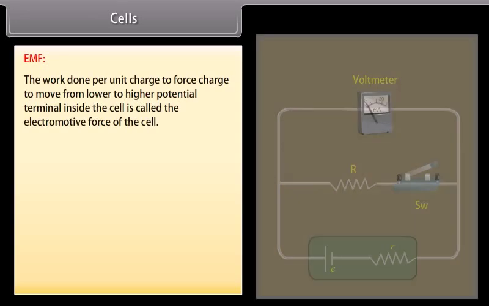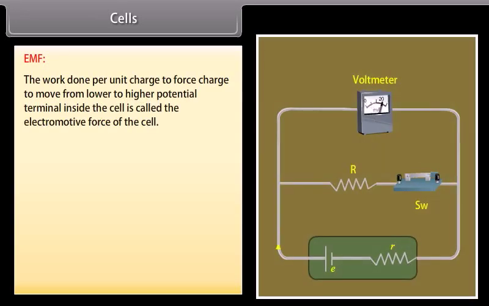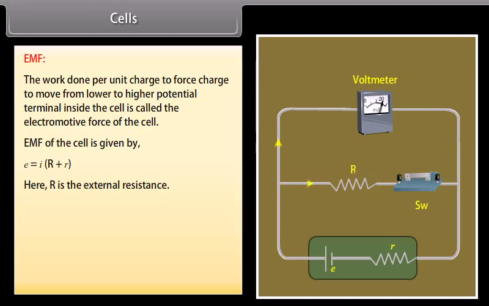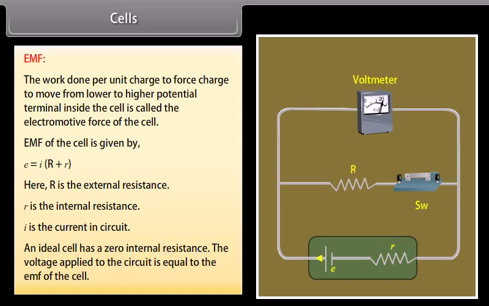EMF. The work done per unit charge to force charge to move from lower to higher potential terminal inside the cell is called the electromotive force of the cell. EMF of the cell is given by E = I(R + r). Here capital R is the external resistance, small r is the internal resistance, and small I is the current in the circuit. An ideal cell has a zero internal resistance. The voltage applied to the circuit is equal to the EMF of the cell.